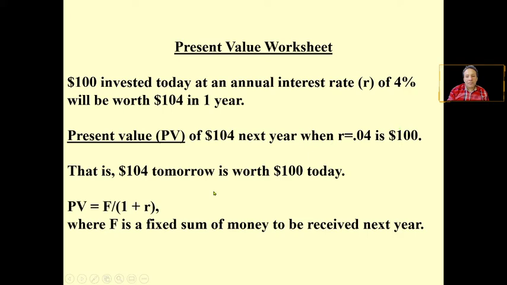We use, in order to calculate that, this formula. PV is the present value, that is 100, F is 104, and R is the 4%. So if you input these numbers here, you can calculate the present value, the future value, or even the discount rate if you have two of these variables available.